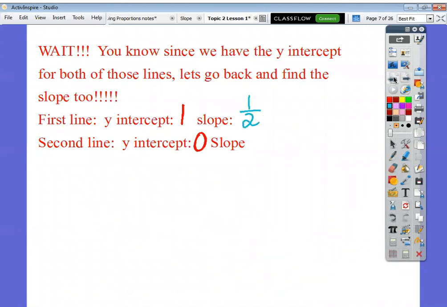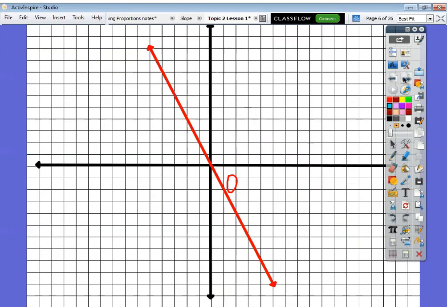Okay. All right, now let's go look at this one. Let's find the slope of this one. So let's find some good intercepting points. Well, we already know that's a great intercepting point. And this is a good one right here.